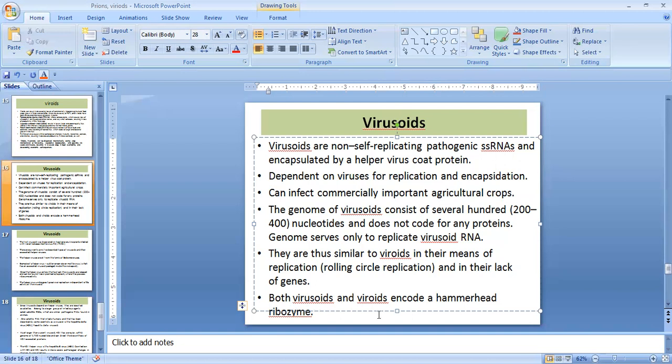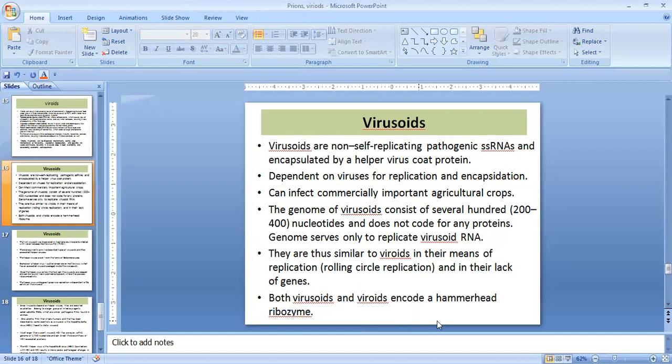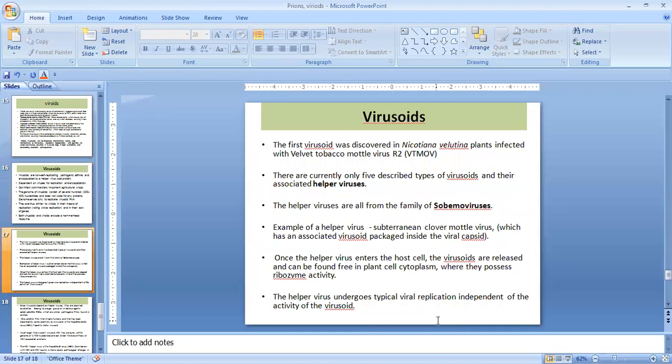Both virusoids and viroids encode a hammerhead ribozyme. You will study hammerhead ribozyme in detail in your second semester molecular biology portion, so there is no need to go into detail here. The first virusoid was discovered in the Nicotiana velutina plant, infected with velvet tobacco mottle virus R2.